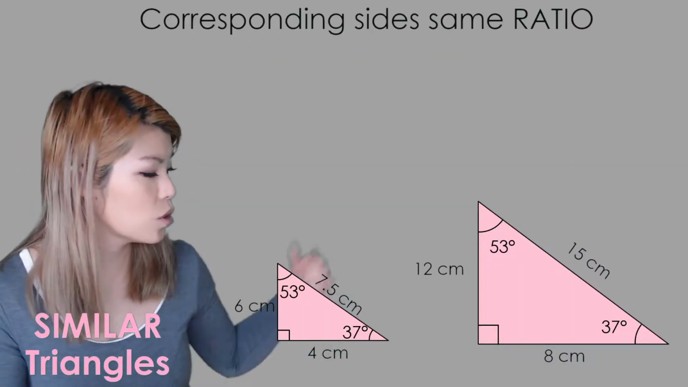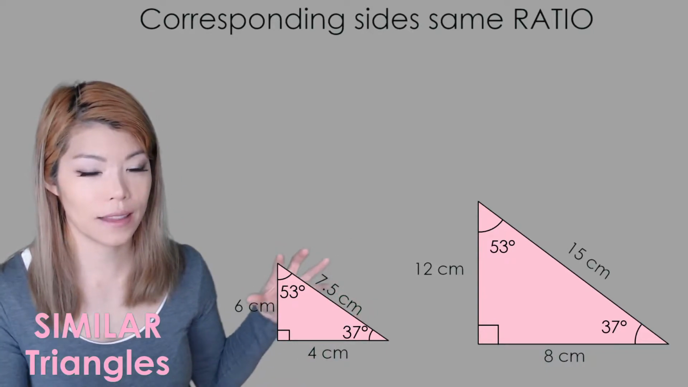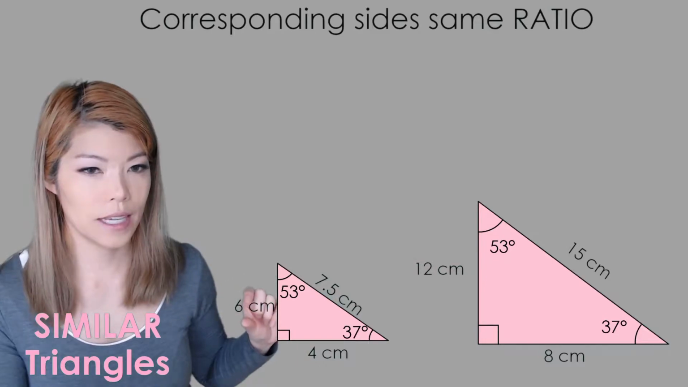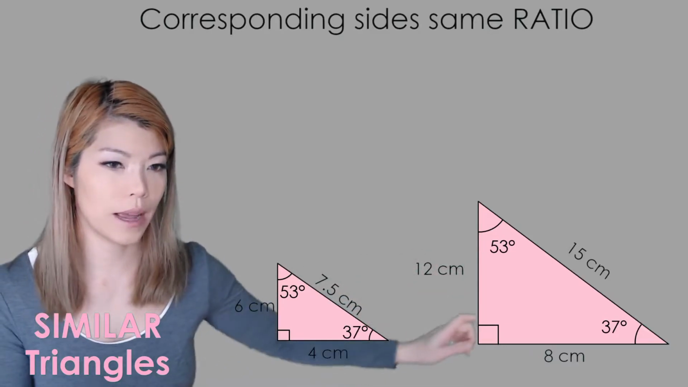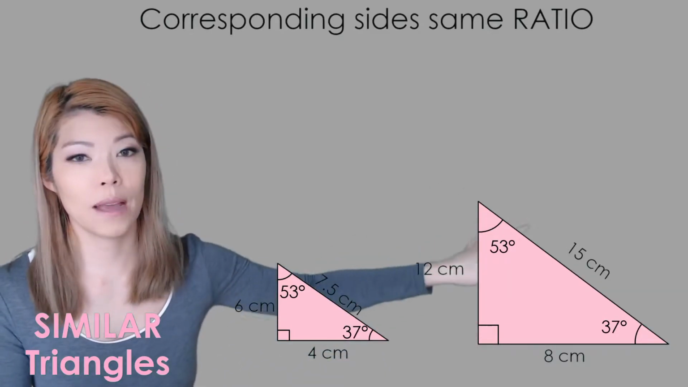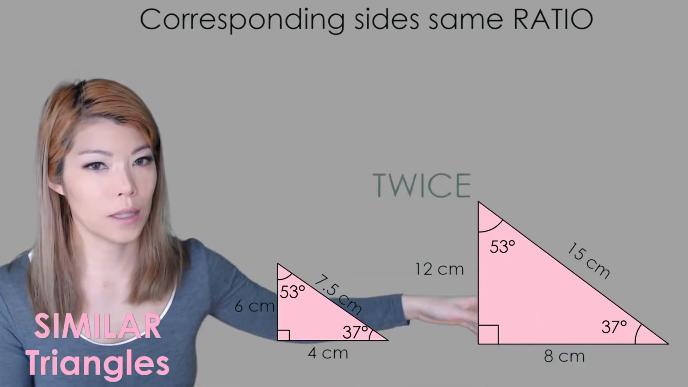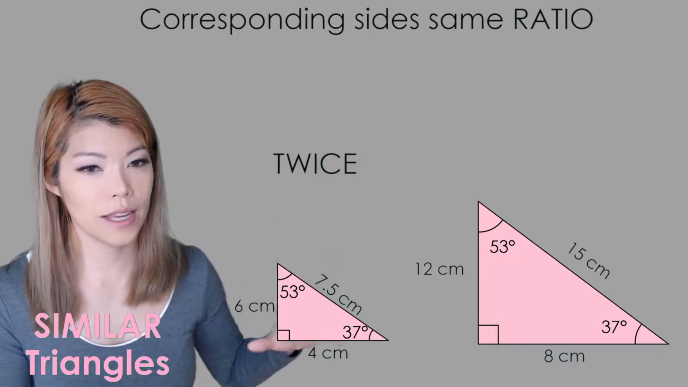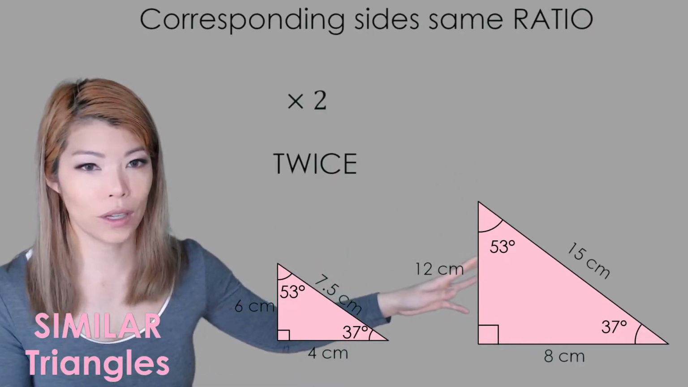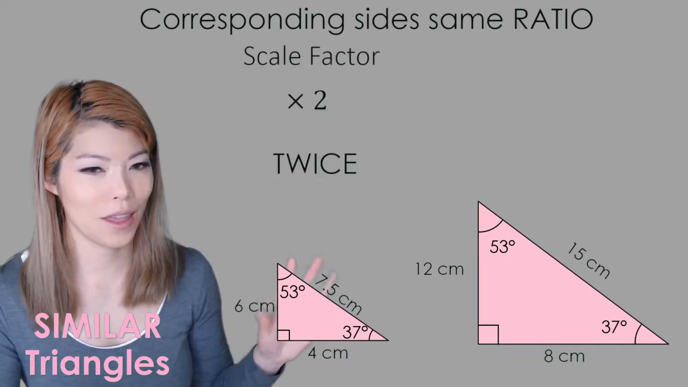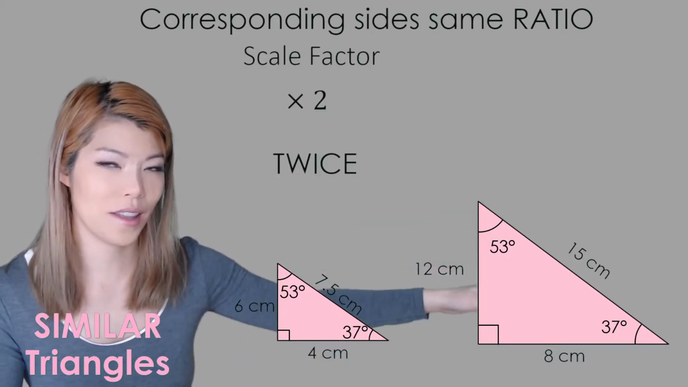So they get bigger by the same amount, or they get smaller by the same amount. Let's have a look at these two triangles. We can see clearly that this one is smaller than that one. And we can see that the 6 became a 12, the 4 became an 8, and 7.5 became 15, which means this one became twice as big. Or in other words, we took this and we times it by 2. We call this 2 the scale factor. So that times the scale factor gave us that.